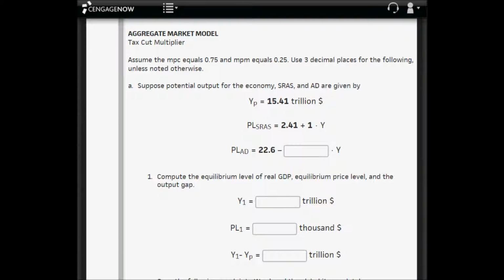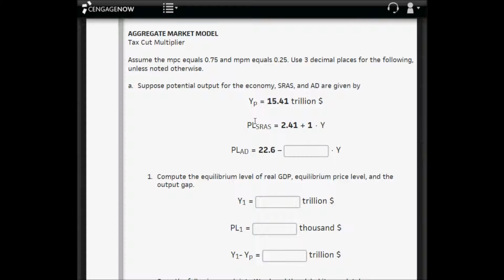Problem 5 is identical to problem 4, but instead of analyzing how the government spending multiplier changes as short-run aggregate supply gets increasingly inelastic, problem 5 analyzes how the tax cut multiplier is affected by the slope of short-run aggregate supply getting closer and closer to zero.